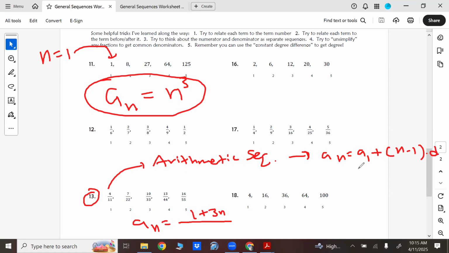So if your common difference is 3, I'd imagine that the previous term would probably be, well, actually the first term is 4, duh. So if I work it out, what do I get? 1 plus 3n. So that's how you can make a formula for the numerator.